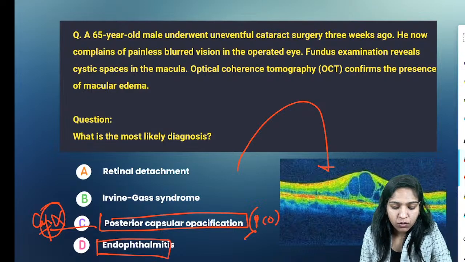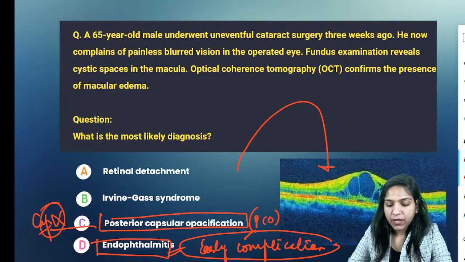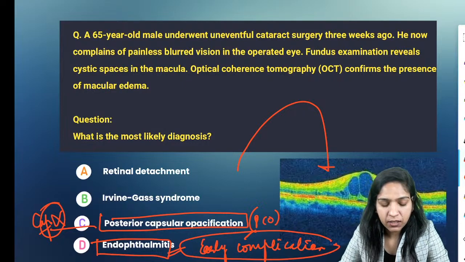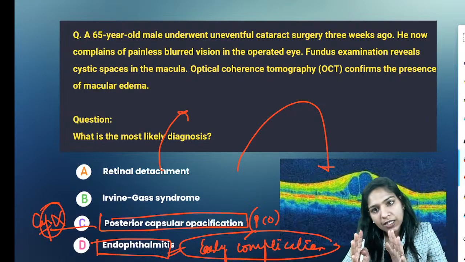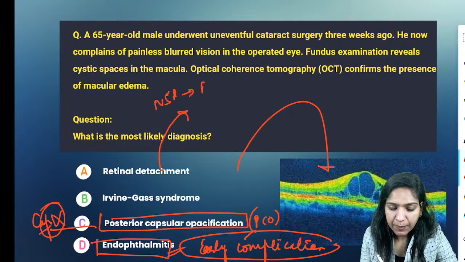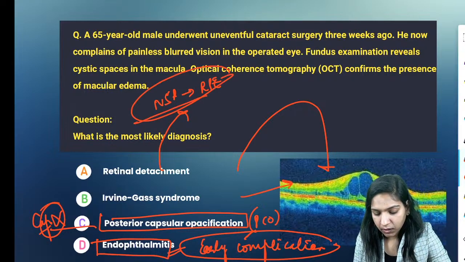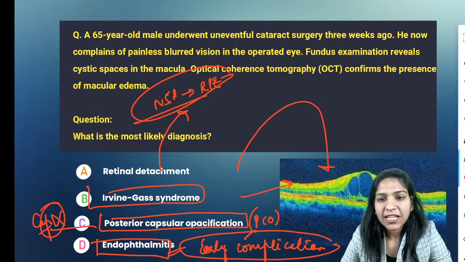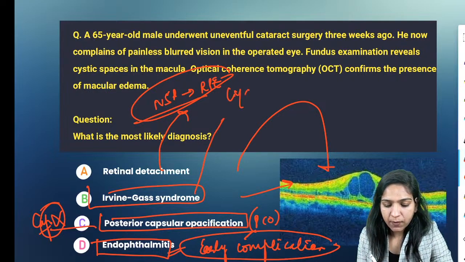Endophthalmitis, you all know, is an early complication of cataract surgery. Now we are left with two options, retinal detachment and Irvine-Gass syndrome. Retinal detachment, you all know the definition, is the detachment of the neurosensory retina from the retinal pigment epithelium. NSR detached from RPE. This is the definition of retinal detachment, which you can see in this diagram is not there. So we are left with only one option, that is B, Irvine-Gass syndrome. Irvine-Gass syndrome is also known as cystoid macular edema.